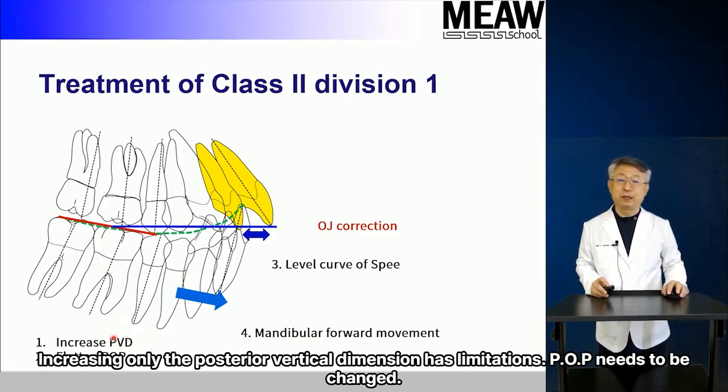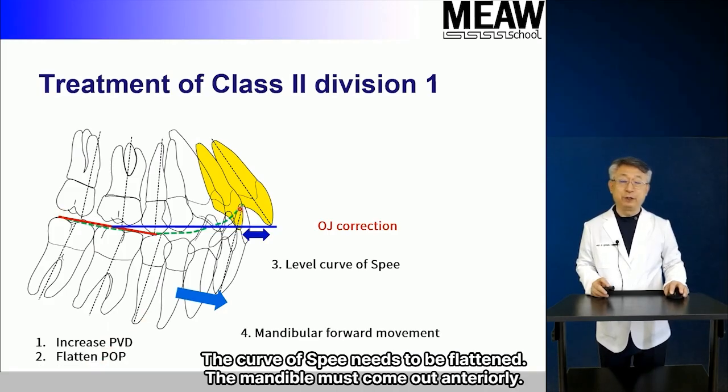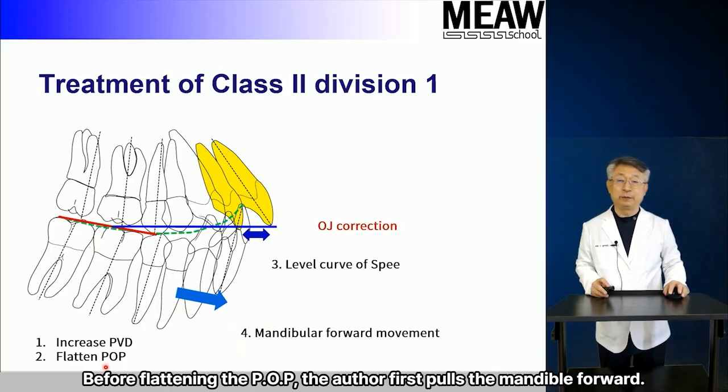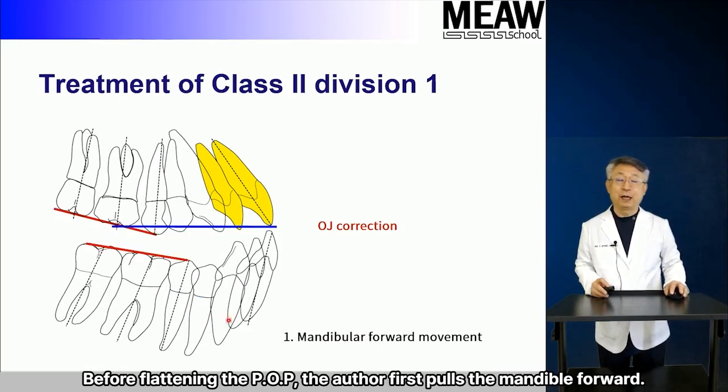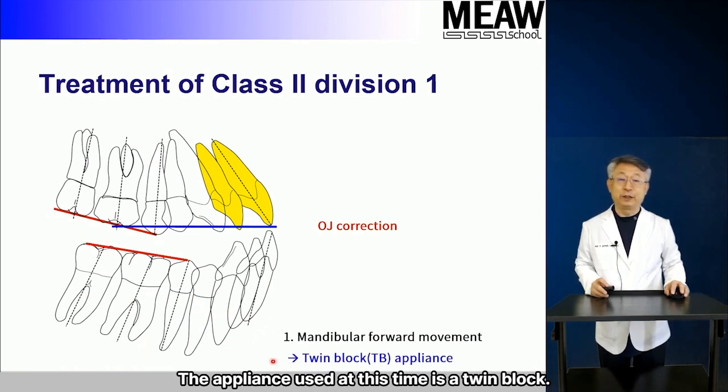Increasing only the posterior vertical dimension has limitations. POP needs to be changed. The curve of SPE needs to be flattened. The mandible must come out anteriorly. Before flattening the POP, the author first pulls the mandible forward. The appliance used at this time is a twin block.